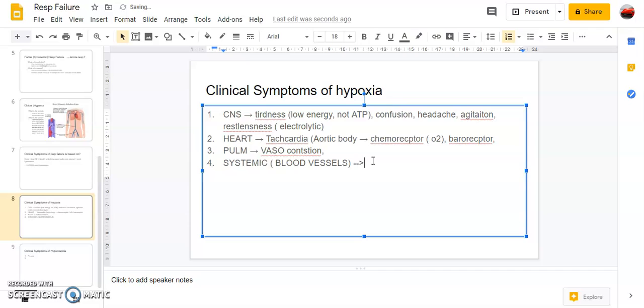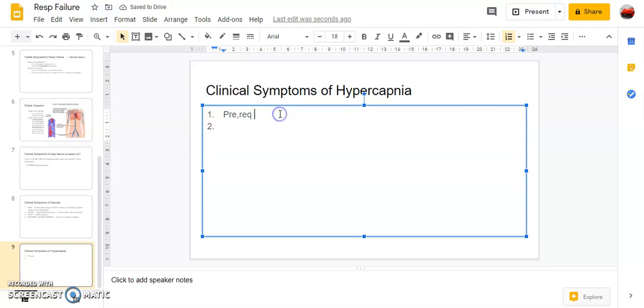Systemic symptoms are going to be in the blood vessels. You're having less O2, so you're going to go into anaerobic metabolism. Sorry for my spelling. Basically you're not going from glucose to pyruvate anymore, you're going from pyruvate to lactate. You're accumulating lactate, and it's going to lead to lactic acidosis.